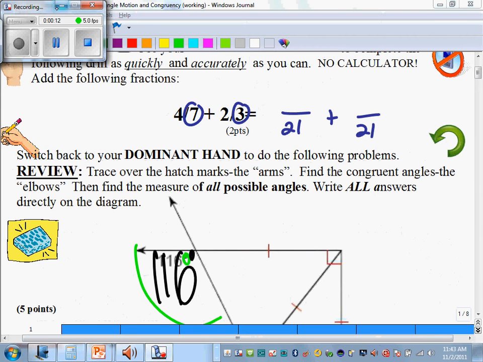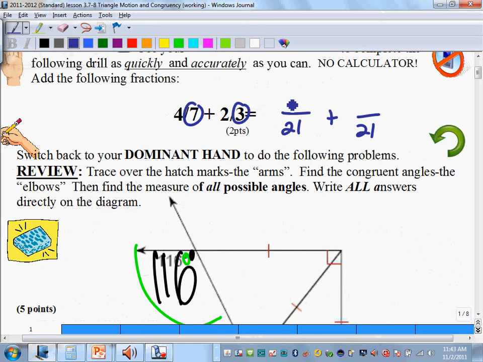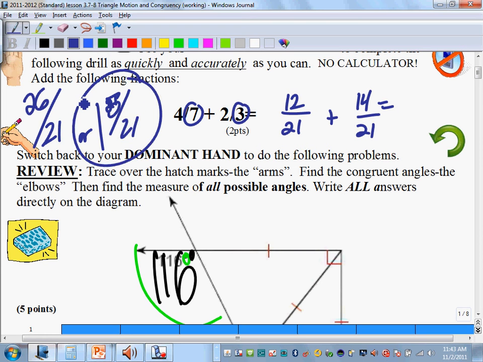So we go, 7 goes into 21 three times. 3 times 4 is 12. 3 goes in there 7. 7 times 2 is 14. The answer, two versions: 26 over 21 or 1 and 5 over 21. Yes, something like that.